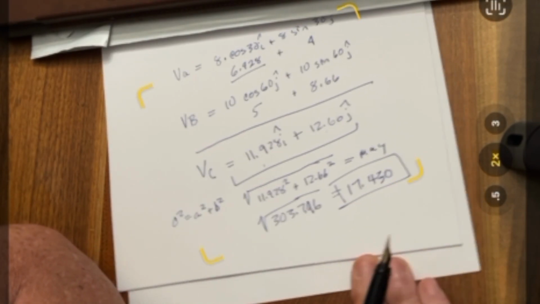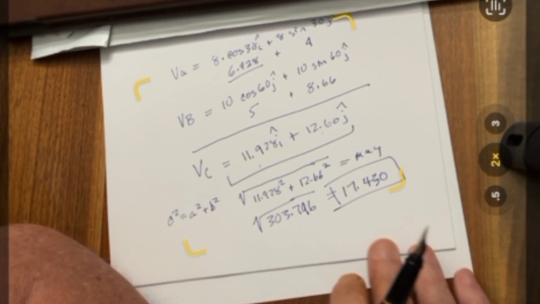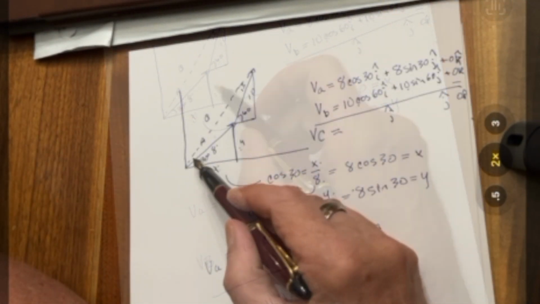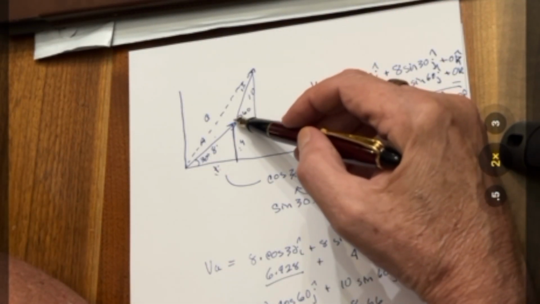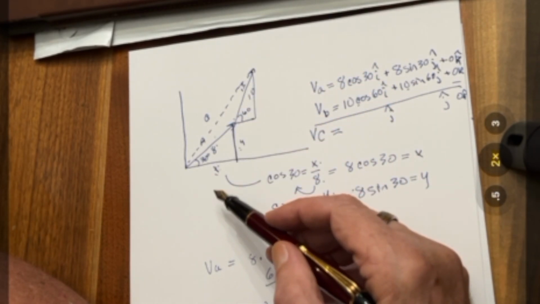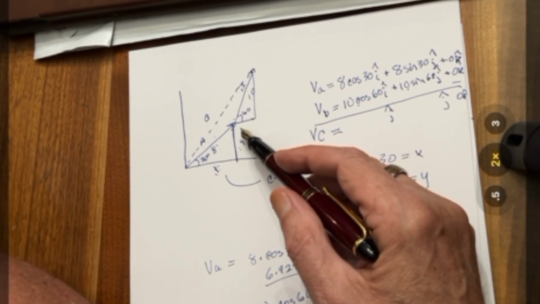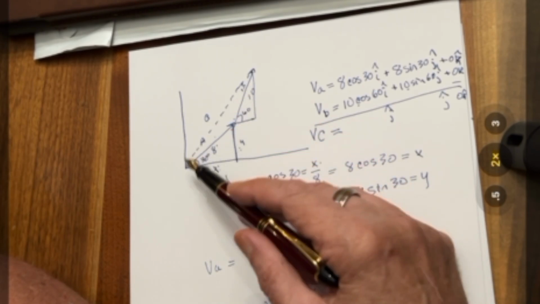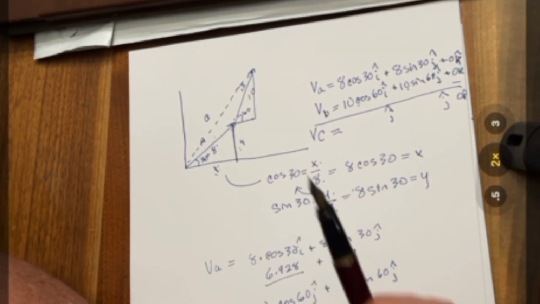The last thing that we have to do is we have to kind of pass the smell test on this. So we've got about 17.5 here. This vector is 8. That one goes up 10. We're kind of in the neighborhood here. If we'd gotten 52 or 73 or 3, we would have known that we've had a wrong answer. But this answer looks pretty reasonable.